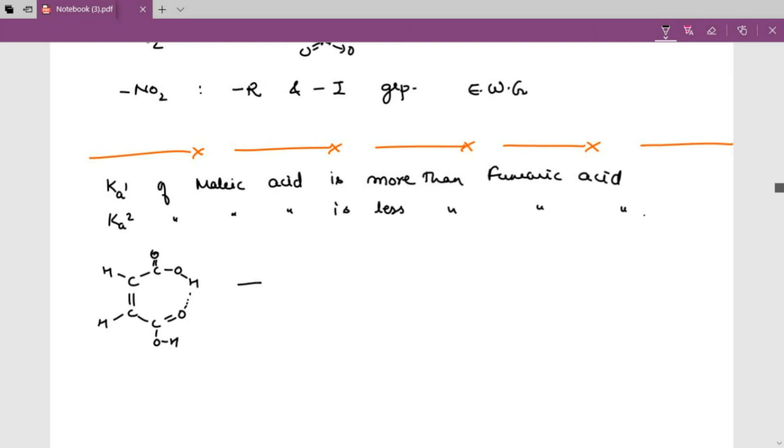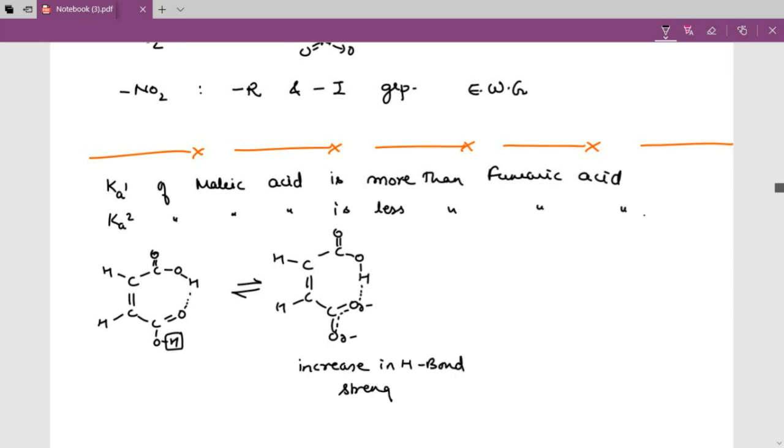Correct? When I do my first ionization, I'll ionize this H plus, which is not a participant of H bonding. And now let me write: COOH, COO with delta minus, H bonding. So there is an increase in H bond strength. There was H bond before also, there is H bond after also, but there is an increase in the strength. This was for my Ka1.